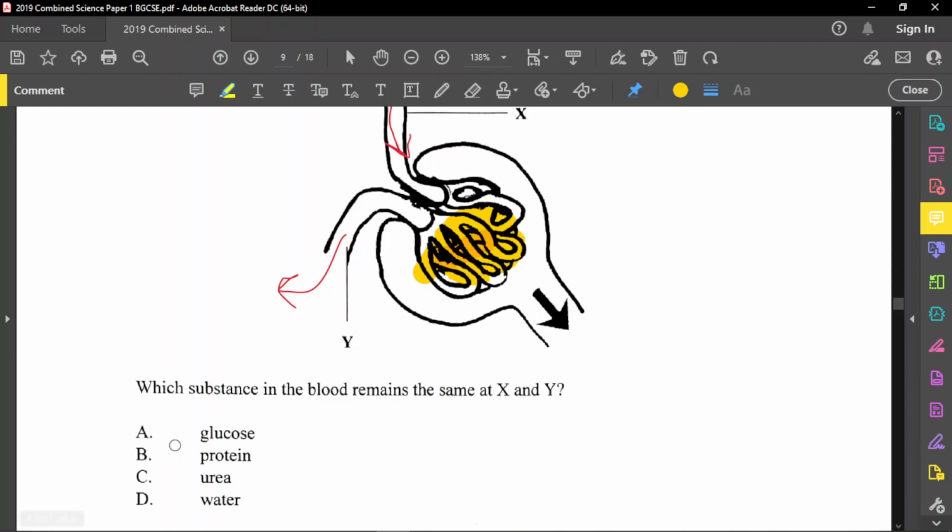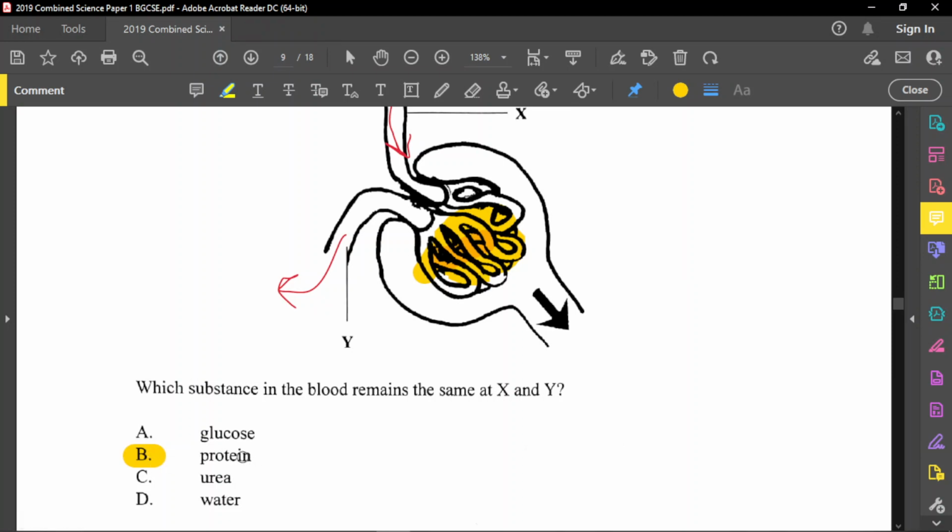Things that could pass through into the Bowman's capsule include glucose, urea, and also water. What cannot pass through is proteins. The blood proteins remain inside the blood and just transport throughout the blood continuously. So the one that is not able to pass through here is the protein.